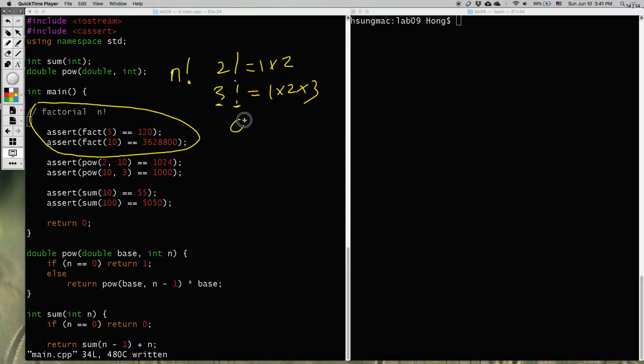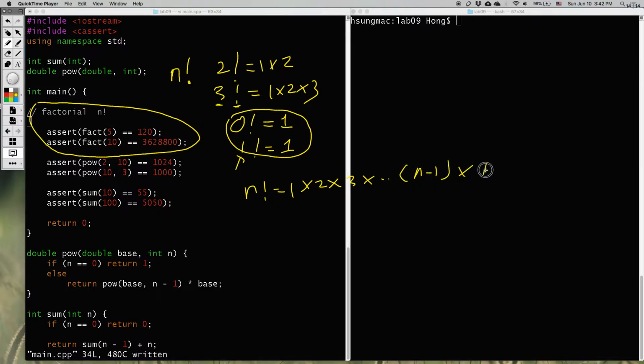In math, 0 factorial is defined as 1. 1 factorial is also 1. Based on those trivial or base cases, factorial n is defined such that it multiplies 1, 2, 3, and all the way to n minus 1, and then n. That is the n factorial definition.